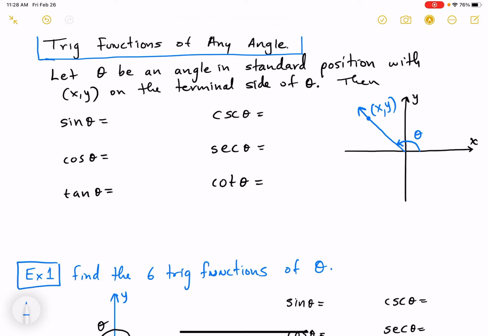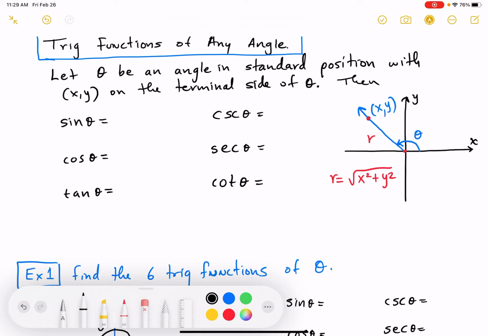So if we let theta be an angle in standard position and we know at least one point on the terminal side of that angle, then we can define sine, cosine, secant, cosecant, tangent, and cotangent as follows. Before we do that, we need to know the value of the radius, in other words, the distance from the center to that point. We're going to call it r. To find r, use the distance formula. Because one of the points is 0, 0, we simply take the square root of x squared plus y squared.